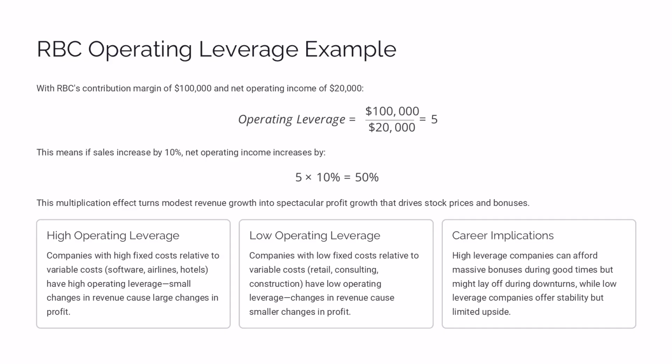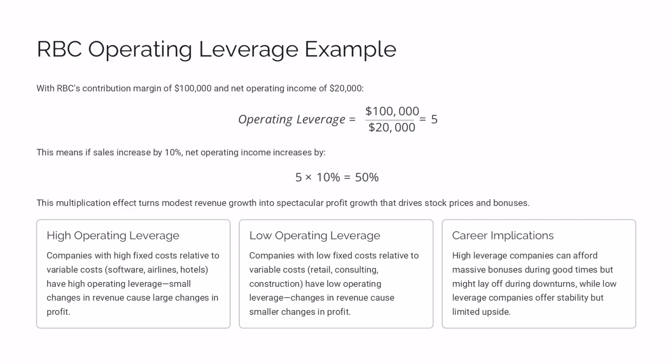This multiplication effect is exactly why sales jobs at high operating leverage companies pay so much better than at low leverage companies. When you bring in an additional sale at Microsoft with their operating leverage of 7, that sale creates 7 times more profit impact than the same sale at Walmart with their operating leverage of 2.